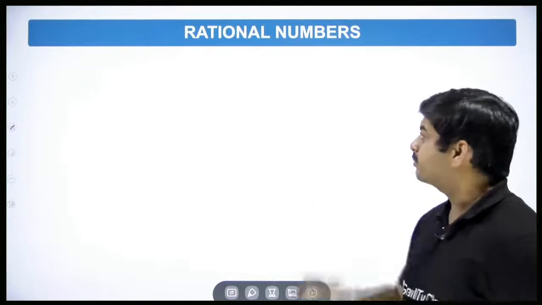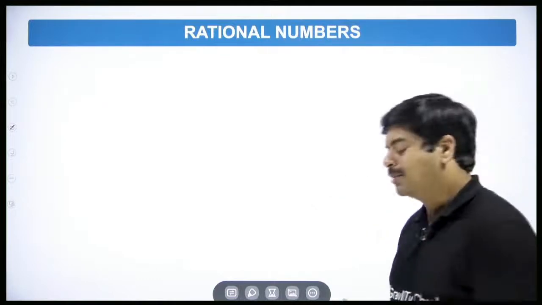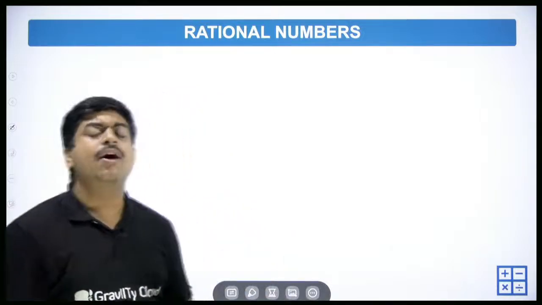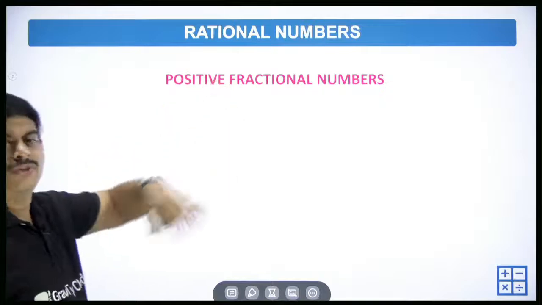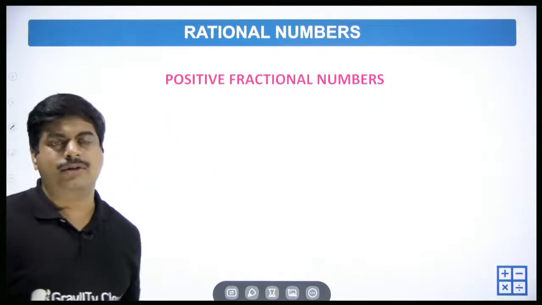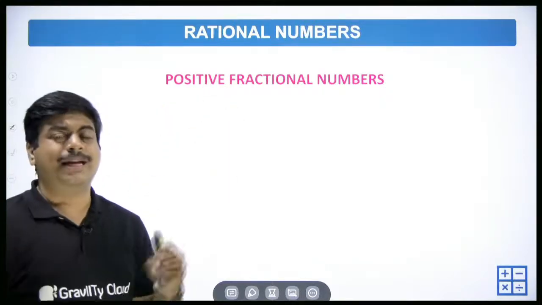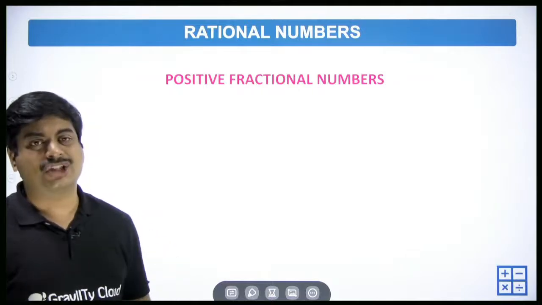So, what are rational numbers? Before rational numbers, let's try to understand a few fractional numbers, right? Positive fractional numbers. We know what a fraction is. 1 by 2 is a fraction, 2 by 3 is a fraction, 10 by 20 is a fraction, 10 by 100 is a fraction, right?